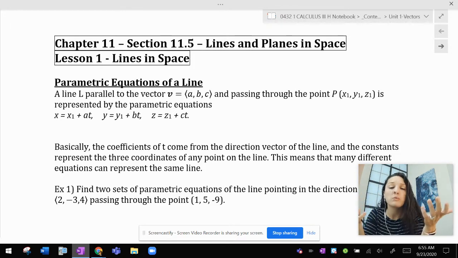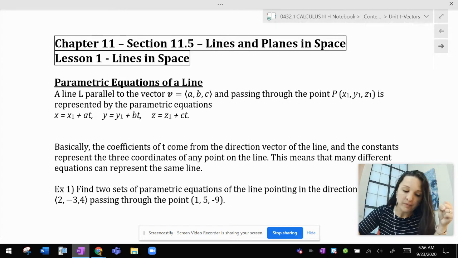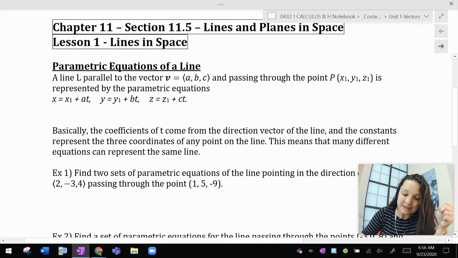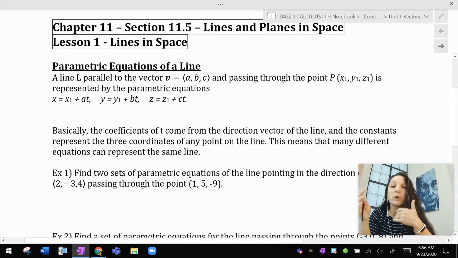Up until this point, we've been talking about vectors, and vectors have a lot to do with this, but this is our first real application of the power of vectors within a multivariable calculus space. So without me getting too much on my soapbox, let's go. We're going to talk about lines in space, and I'm going to make sure I compare and contrast a bit between lines and planes.